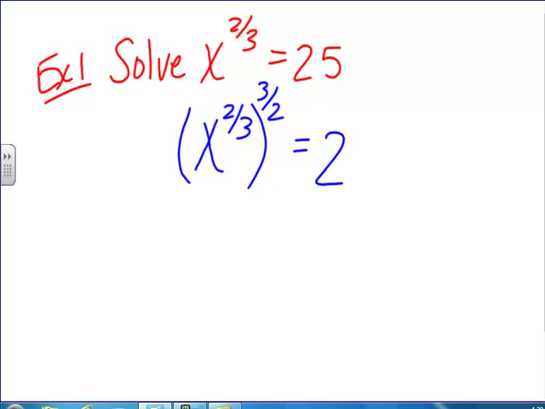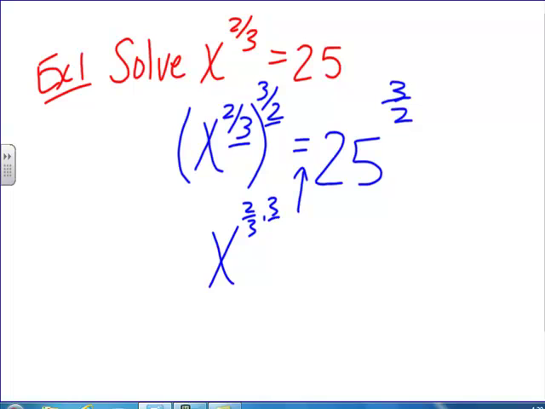And the only way I can keep an equal sign here is I also need to do the exact same thing on the other side, and then I keep my equation so everything is straight in the equation. And so from what we just saw, if I have x to the 2/3 raised to the 3/2, that really is x to the 2/3 times 3/2.